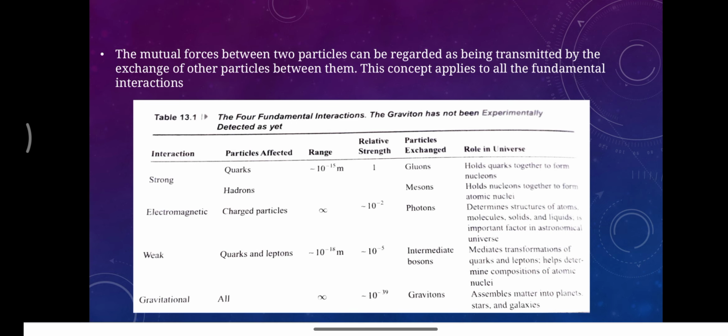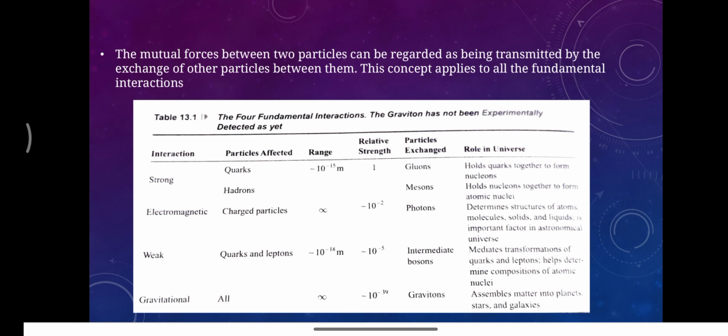We can take a quick look at this. If the interaction is strong, the particle affected will be of two kinds, quarks and hadrons. The range will be up to 10 raised to minus 15 meter, the relative strength will be 1, and the particle exchanged will be gluons. If the particle affected is hadrons, the particle exchanged will be mesons.